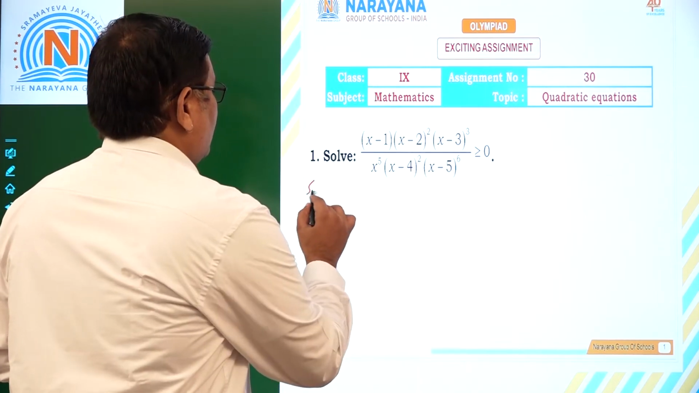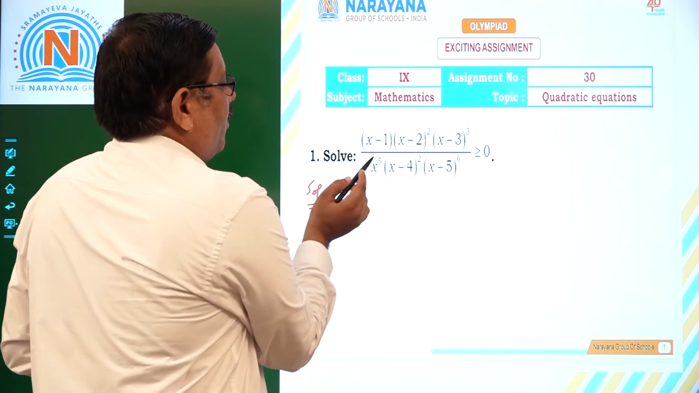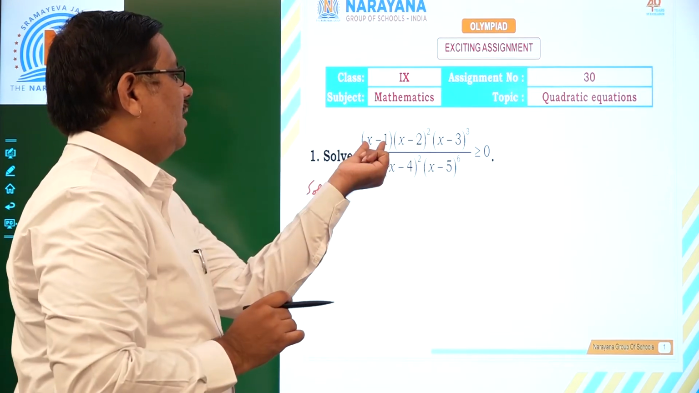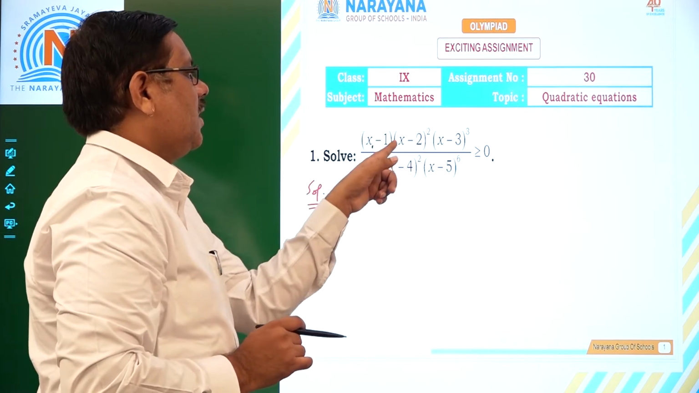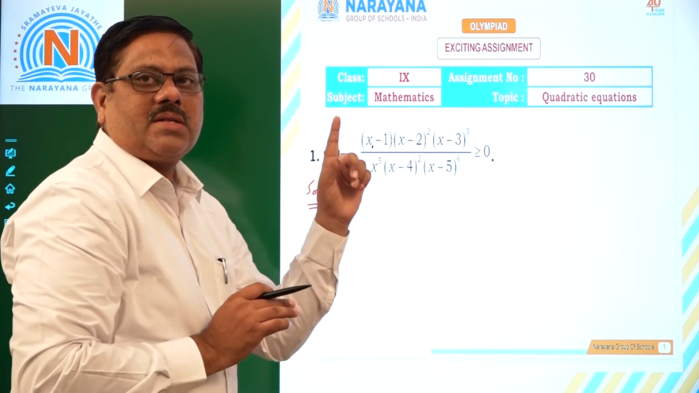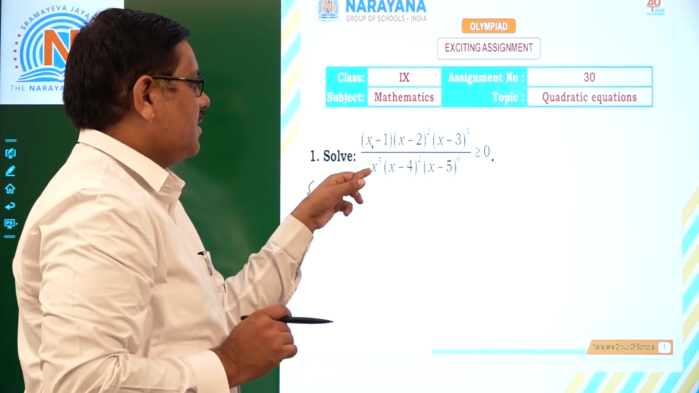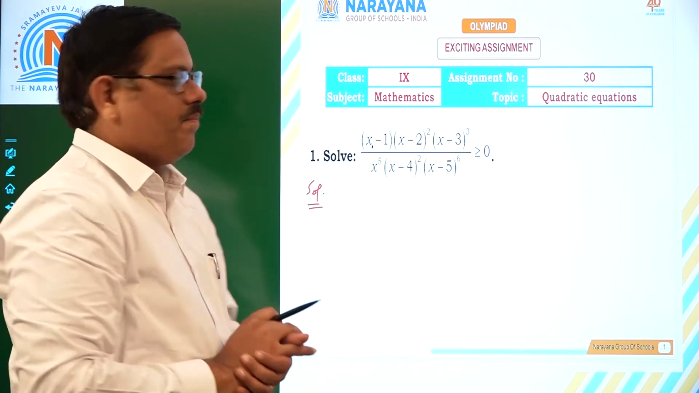If you look at the question, what are the critical points? The critical points means make equal every linear factor to 0. If you take x minus 1 equal to 0, x is 1. X minus 2 equal to 0, x is 2. X minus 3 equal to 0, we have x as 3. Similarly here x is 0, in this case x is 4, in this case x is 5.